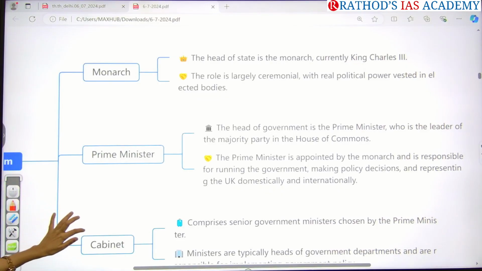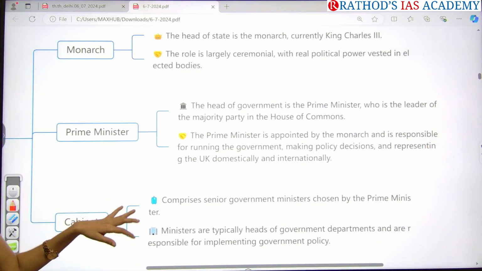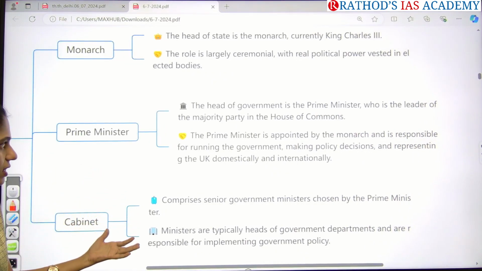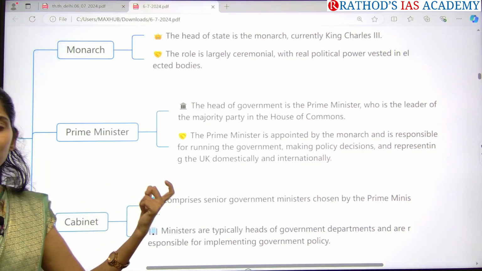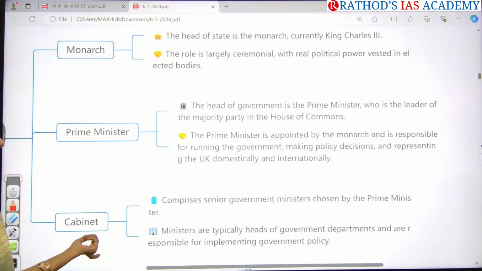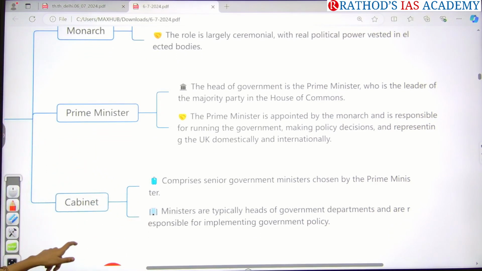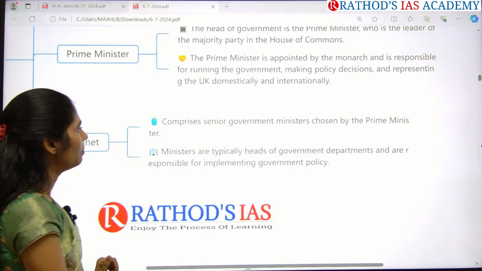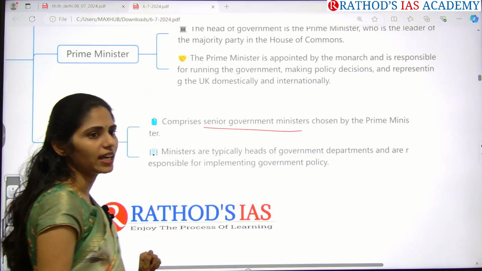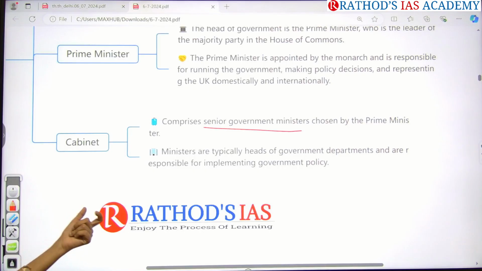And apart from that we have the prime minister. The prime minister is the head of government, and he will be the leader of the majority party in the House of Commons. The same policy that we also follow in India applies to the prime minister. And the cabinet contains senior government ministers, chosen by the prime minister himself.